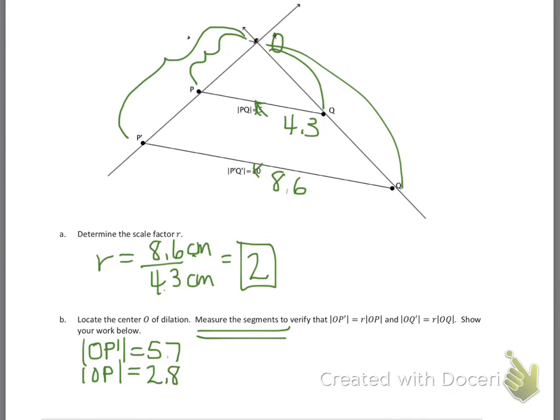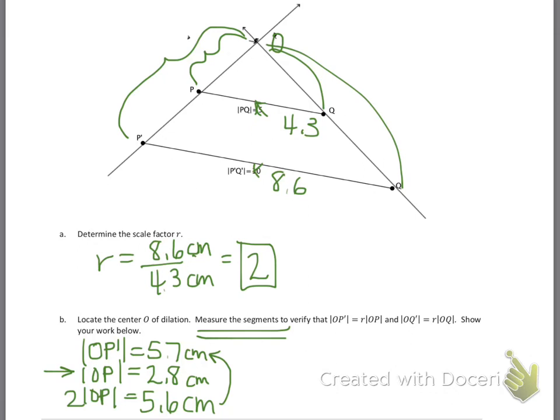Okay, so here are my measurements for OP prime and OP, 5.7 centimeters, both of these are centimeters, and 2.8 centimeters. So 2 times OP, the scale factor times this one, would be 2 times 2.8 or 5.6 centimeters, which is very close to 5.7. So that's not too far off.